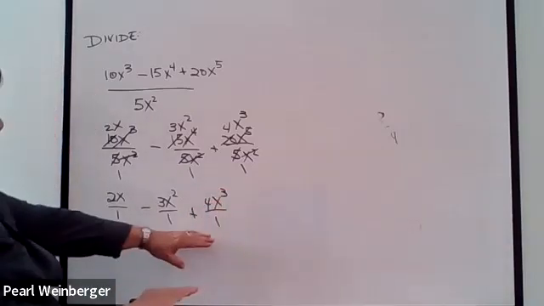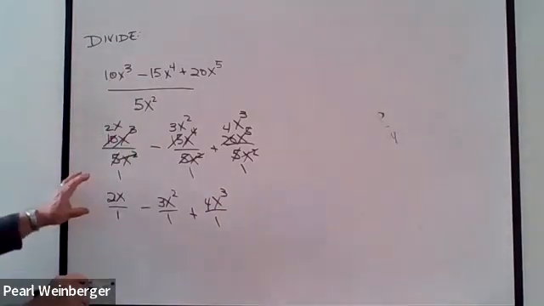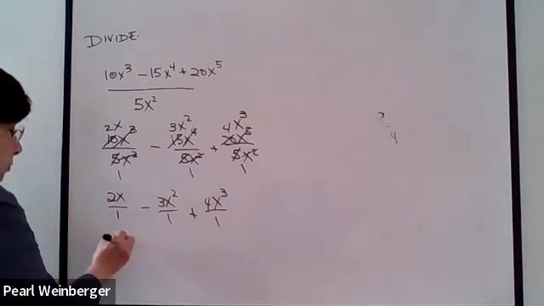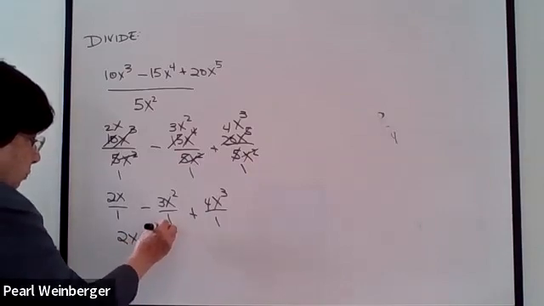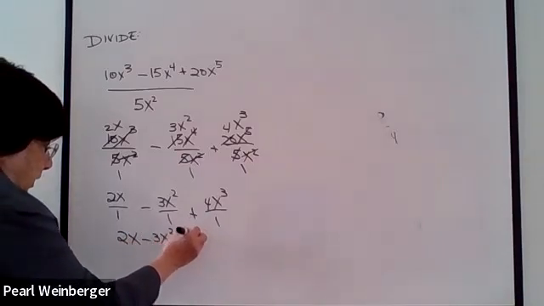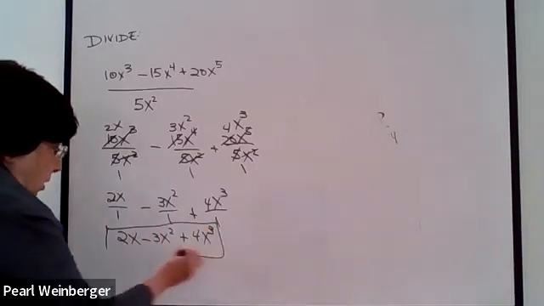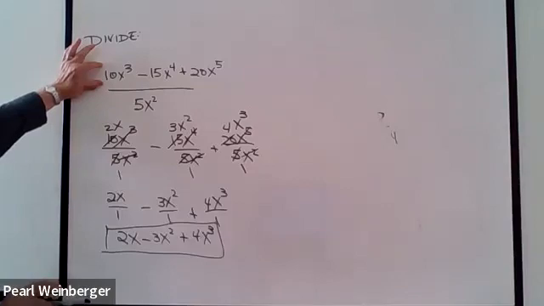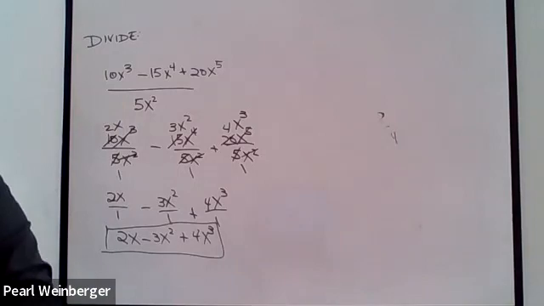After you've done all that, any fraction that's over 1, you can write without the 1 on the bottom. So we could really write this as 2x minus 3x squared plus 4x to the third. And that would be the result of dividing this polynomial, this trinomial, by 5x squared, the monomial.